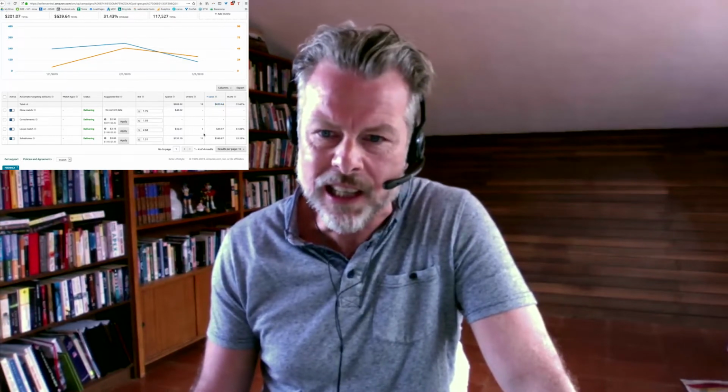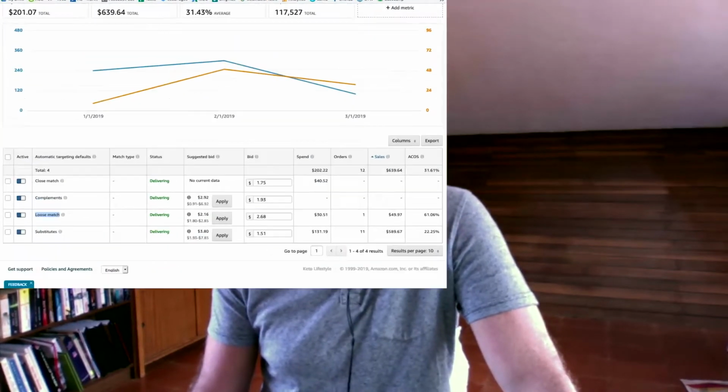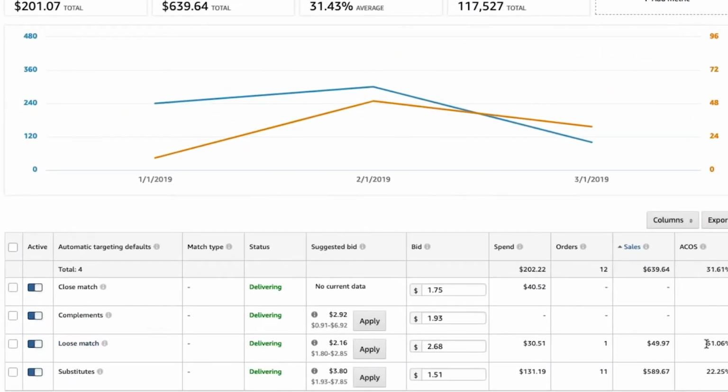But this is just one of my ad groups, and you can see already, the loose match terms, which is one of the campaigns in this ad group, has an ACOS of 61%, which is high. In fact, that's too high, and I'm losing money on those sales, okay? Now, I've already been in there and altered all of that, so that won't continue to happen, but I would have been, had I not optimized, losing money on those.